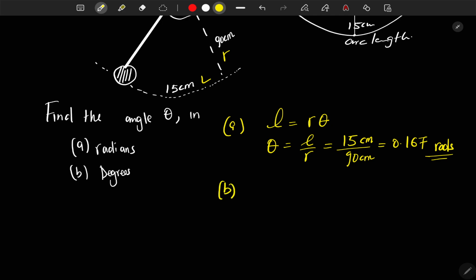And what about B? Since we know that we have that in radians, how do we convert from radians to degrees? So the theta in degrees will just be equal to the angle that we've gotten in radians.